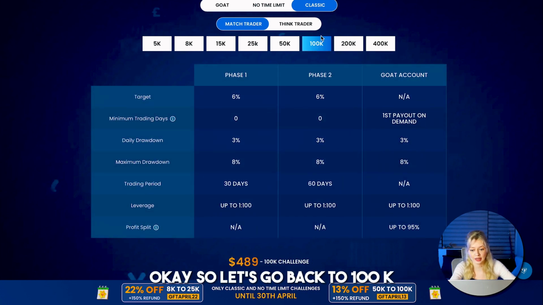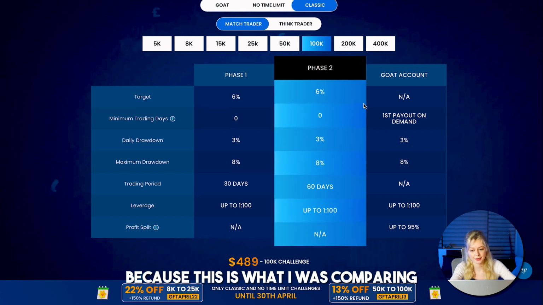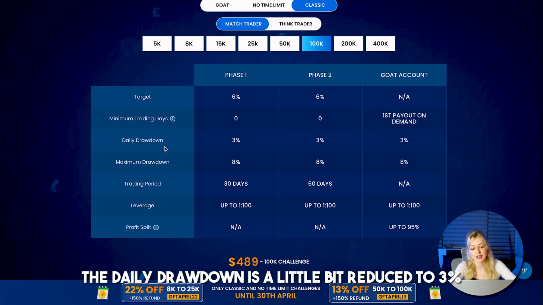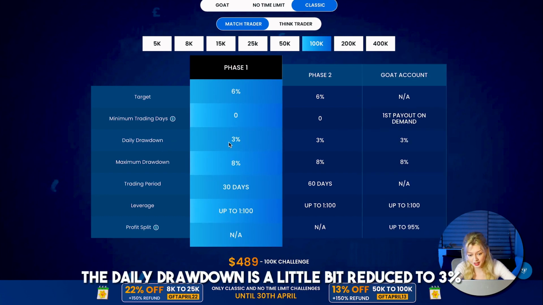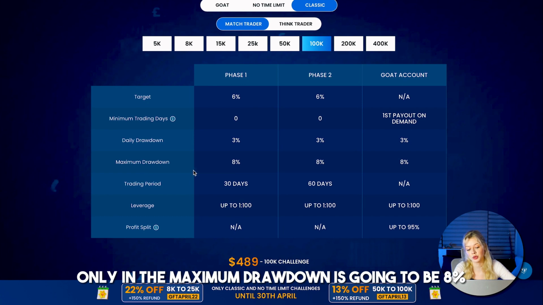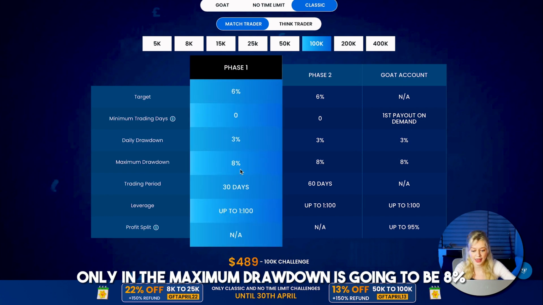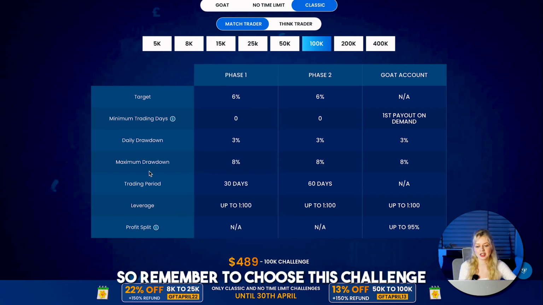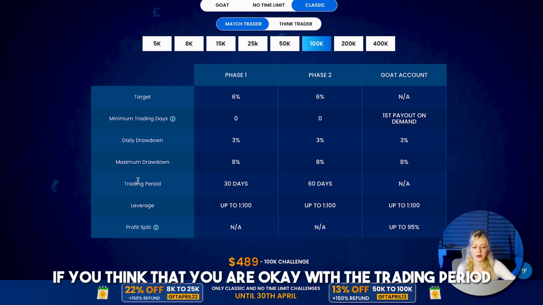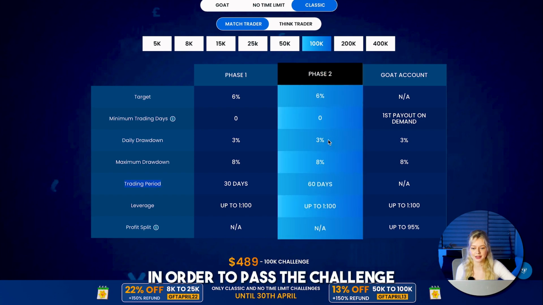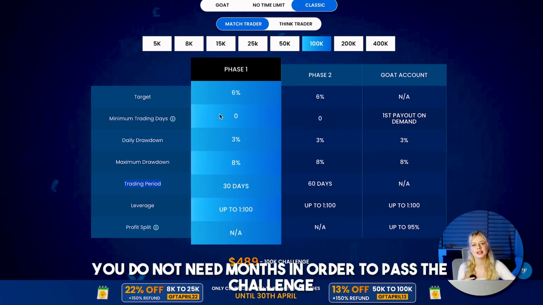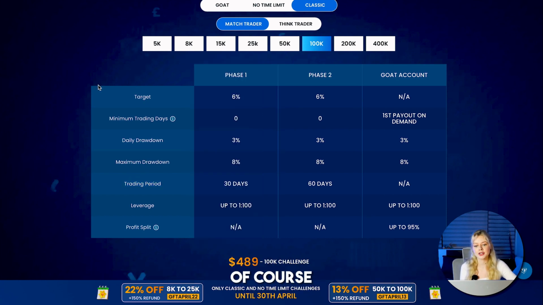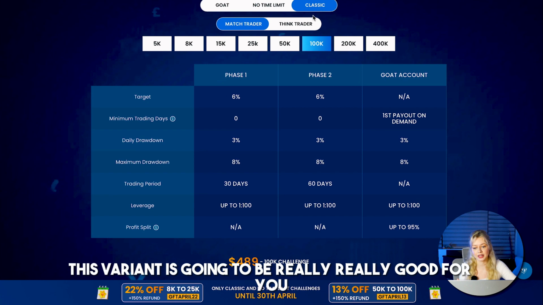Okay, so let's go back to 100K because this is what I was comparing. So you've got the once payout, so you've got the first payout on demand. The daily drawdown is a little bit reduced to 3% only, and the maximum drawdown is going to be 8%. And the leverage is extremely good, is 1 to 100. So remember to choose this challenge if you think that you are okay with a trading period in order to pass the challenge. You do not need a lot of time. You do not need months in order to pass the challenge. Let's say that you're on charts on a day-to-day basis. Of course, this variant is going to be really good for you.